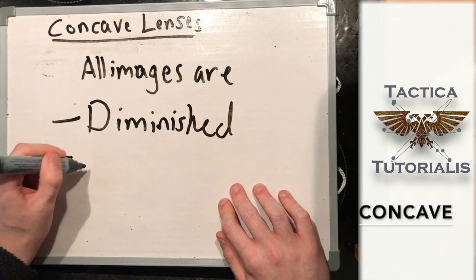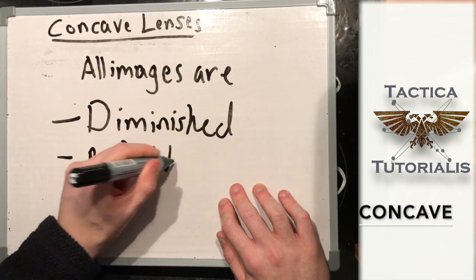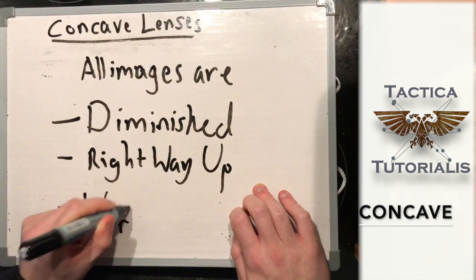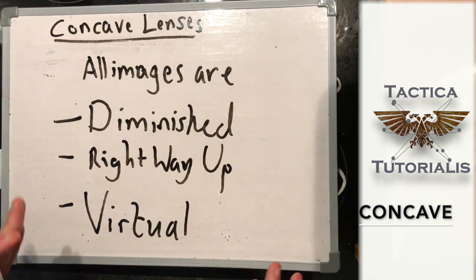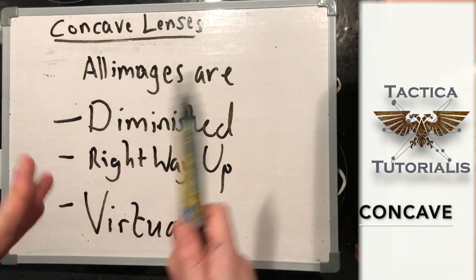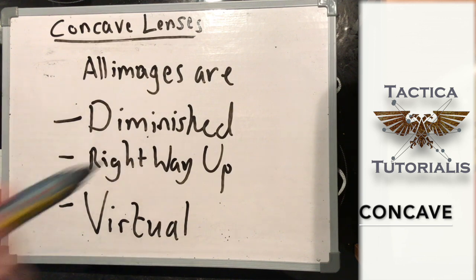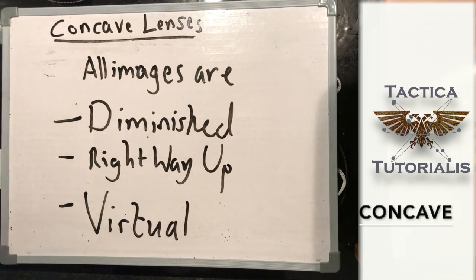All images are the right way up. And all images are virtual. That is true no matter the focal length. Unlike a convex lens, where it varied depending on where we were, in the case of a concave lens, you will always see that. And if you can find a ray diagram where it doesn't do that, you don't need to know it on your exam. So that's a relief, is it not?